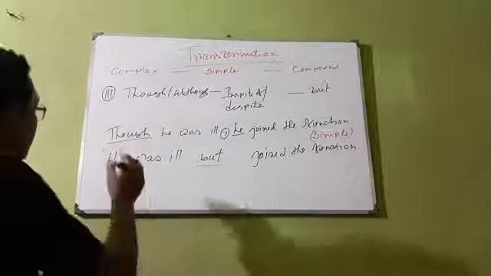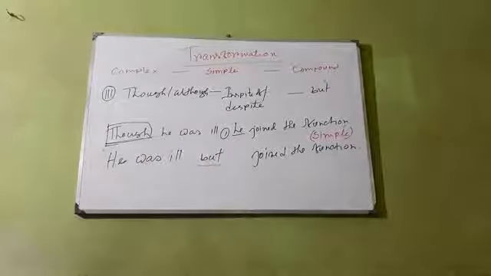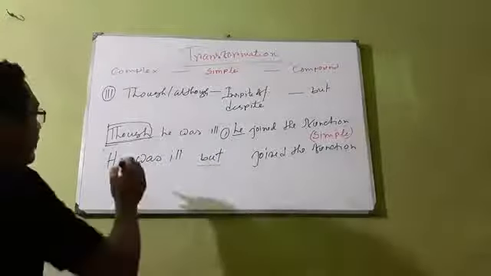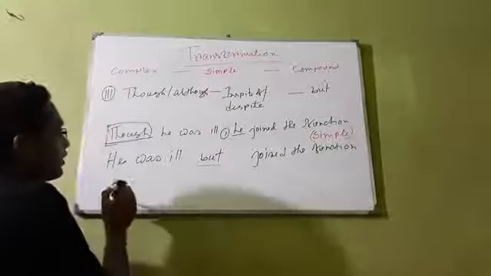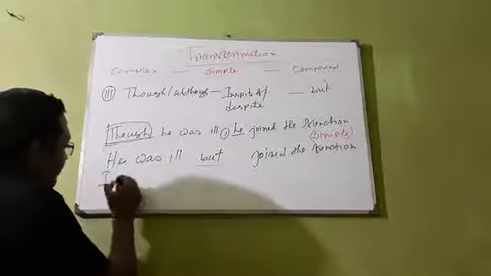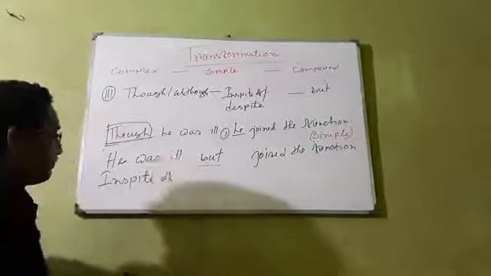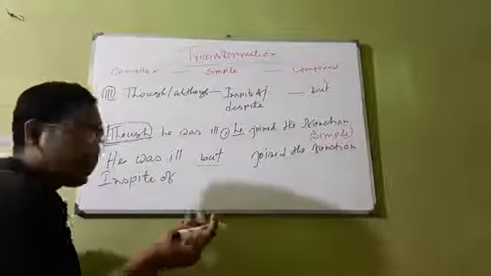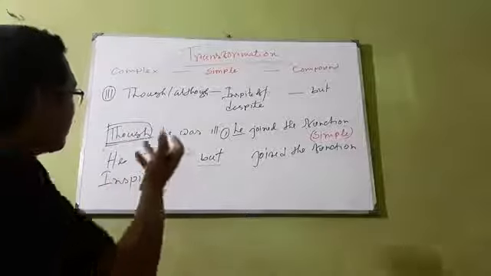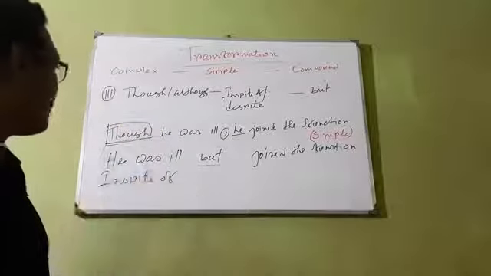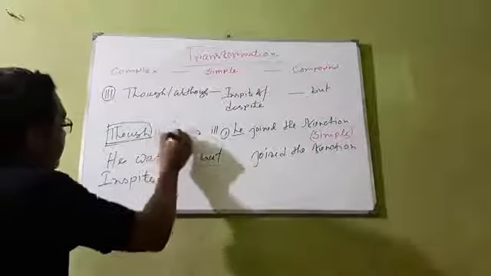We have to leave this word at first, and in place of though or although we have to use in spite of or despite. You can use any of the prepositions instead of though or although. In spite of. Then we have to make the subject into possessive form.